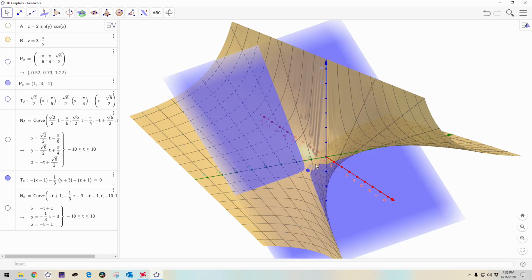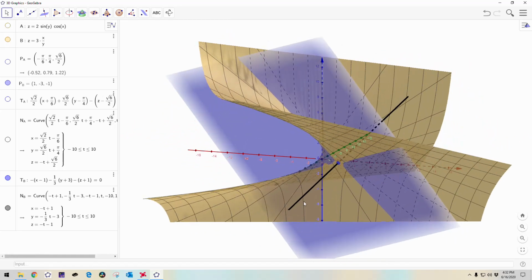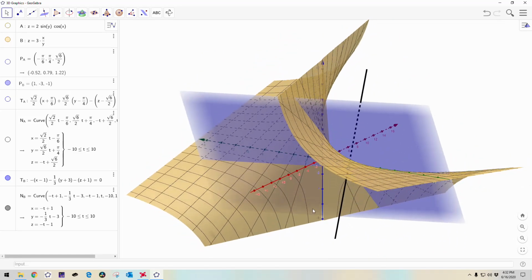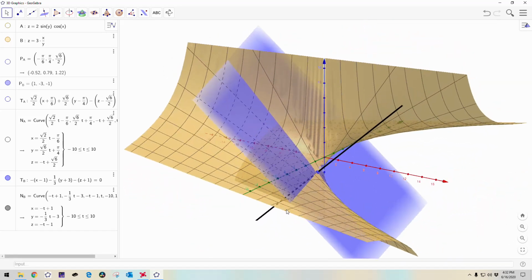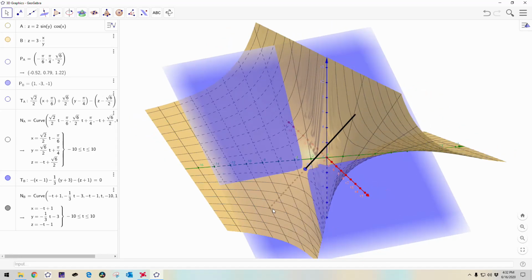And like I was saying in the last examples, remember, we're only really interested usually in a tangent plane locally right there. And then of course we also have the normal line going through the surface there. And it is perpendicular to the tangent plane.